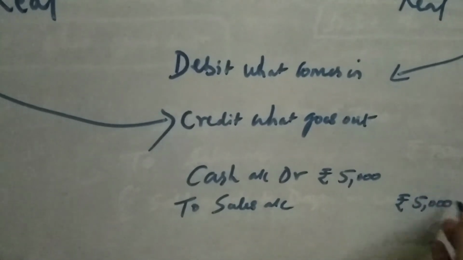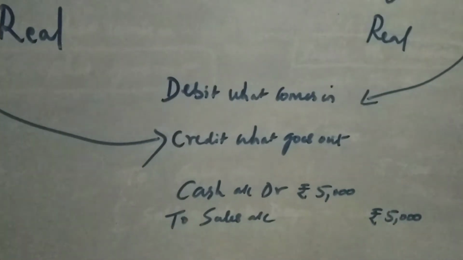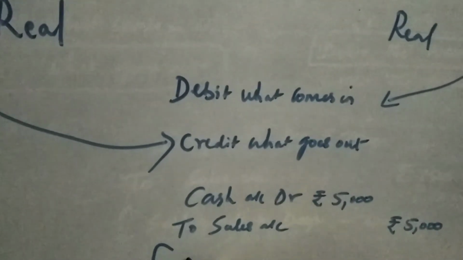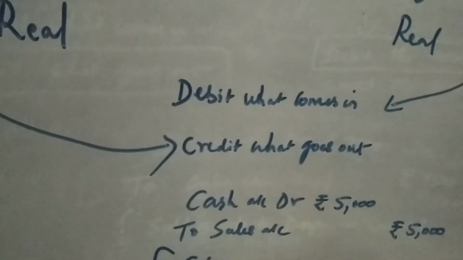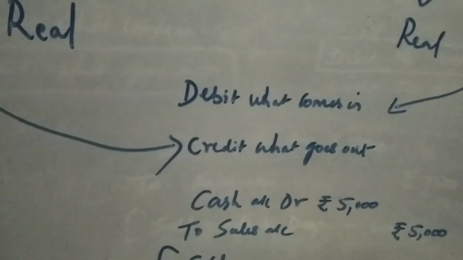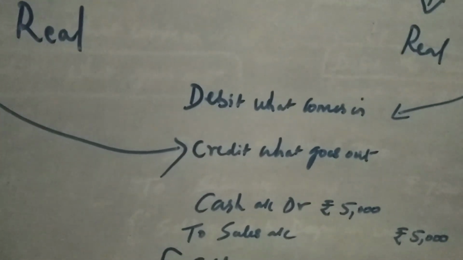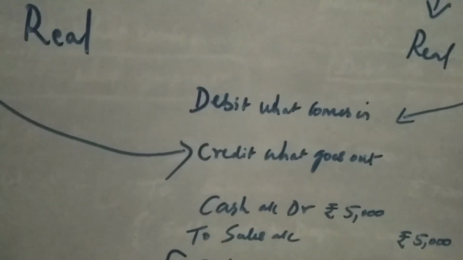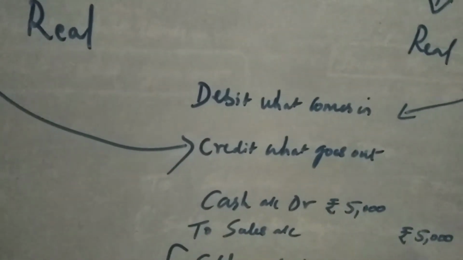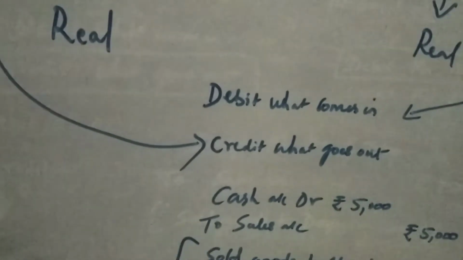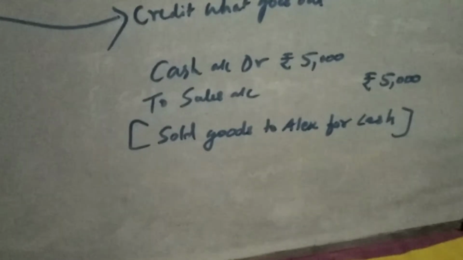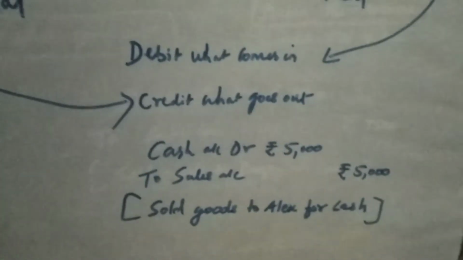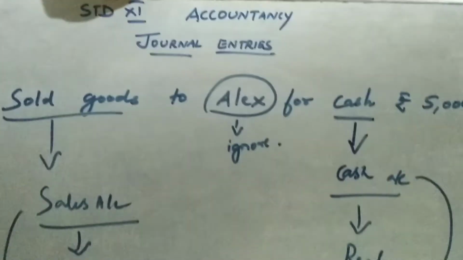So you must be very careful while reading the transaction. Sold goods to Alex for cash. Even if you write the entire thing, sold goods to Alex for cash, or you leave out Alex and just write sold goods for cash, anything is fine. Able to understand, children?